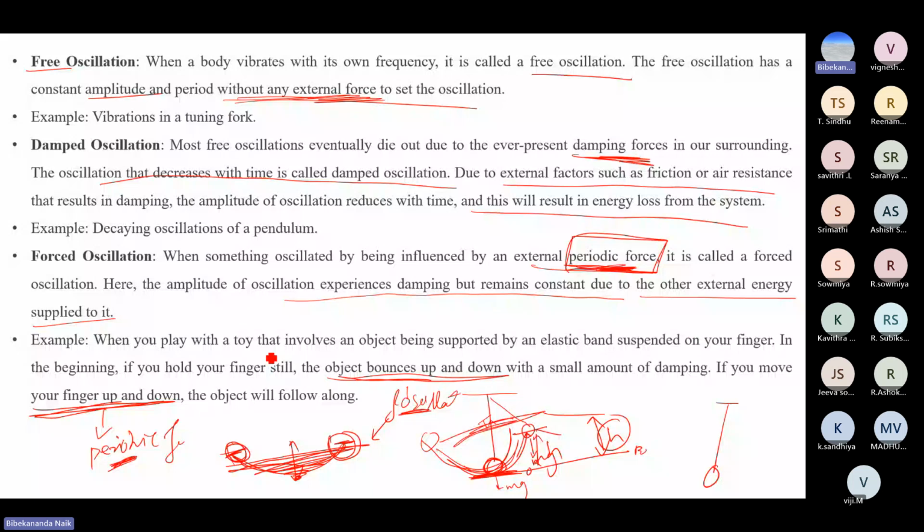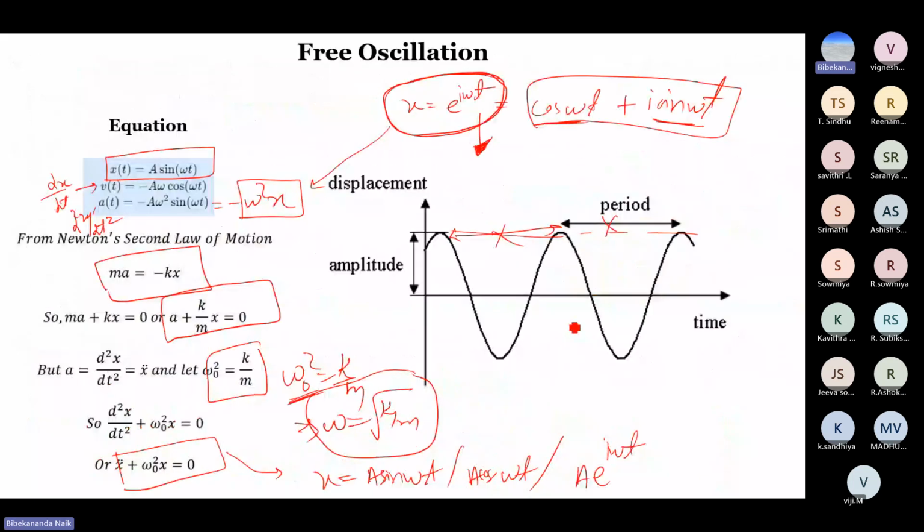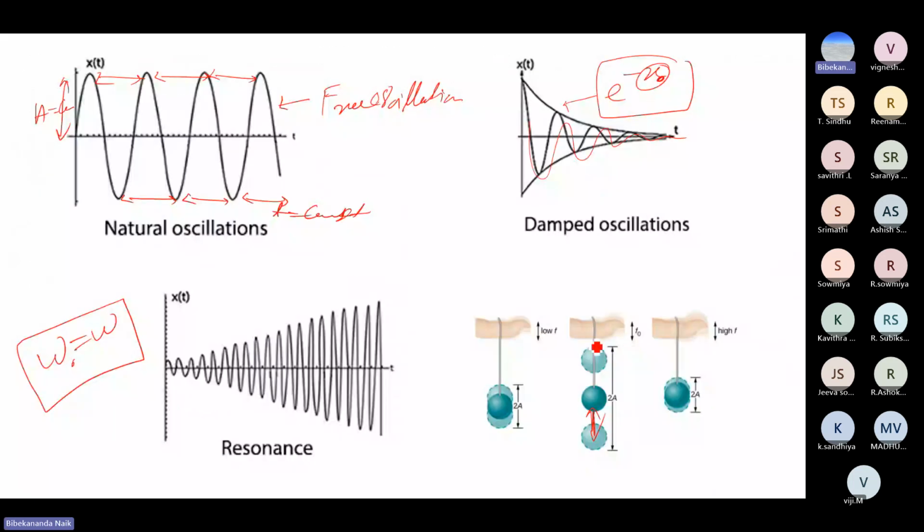In the beginning, if you hold your finger still, the object bounces up and down, but with a small amount of damping. So when you move your finger up and down, depending upon the resonance condition, that is, depending upon the frequency of oscillation and the frequency of your movement of finger.